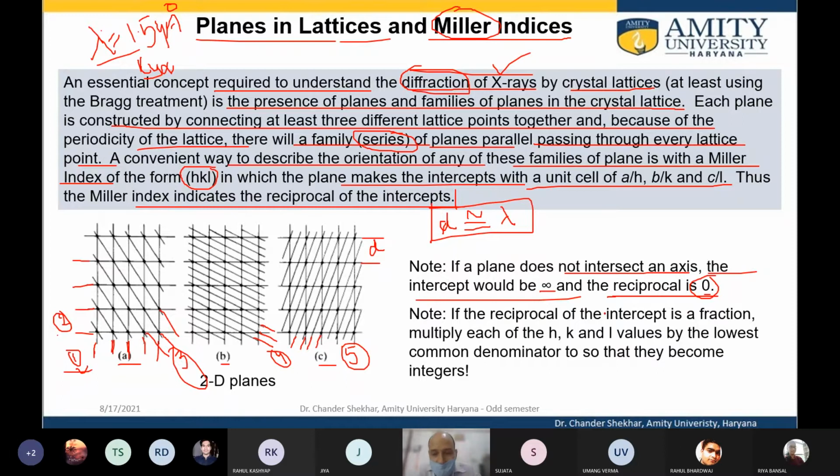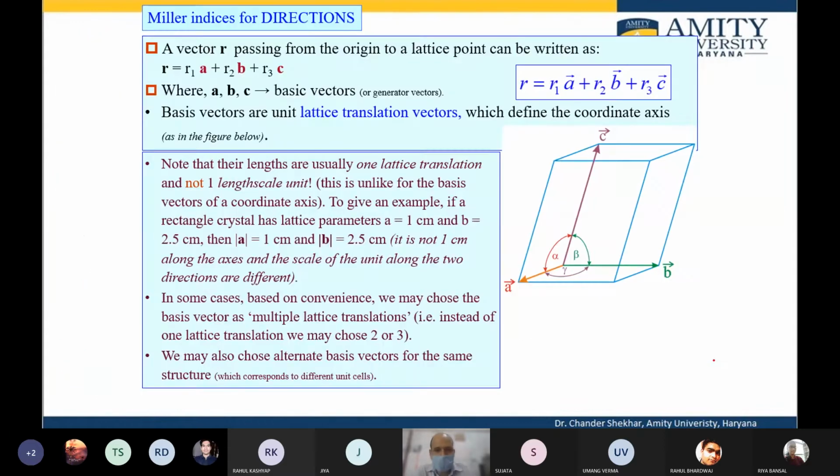So if the reciprocal of the intercept is a fraction, then each of the HKL values can be multiplied by the lowest common denominator, the LCM, and the LCM we have already known. Now let us look at these Miller indices for directions.